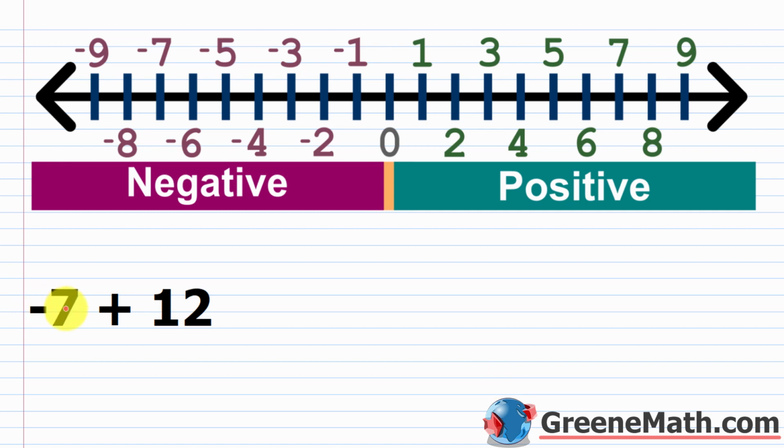Okay, let's look at one more of these and then we'll just run through a bunch of examples. So we have -7 plus 12. So start out at -7 and I'm going to add 12.